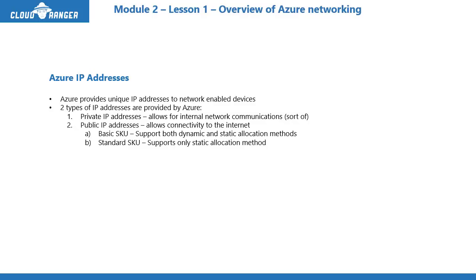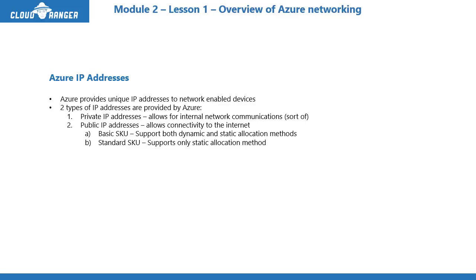So Azure IP addresses, like I mentioned before, I'm not going to get into subnetting and crazy calculation of how IP addressing will be allocated in this lesson. But from the Azure perspective, you have to remember Azure provides unique IP addresses to network-enabled devices, which could be a virtual machine, a network appliance, or anything like that. Two types of IP addresses are provided by Azure. The private IP addresses, the one I was showing earlier in the previous slide, were private IP addresses.